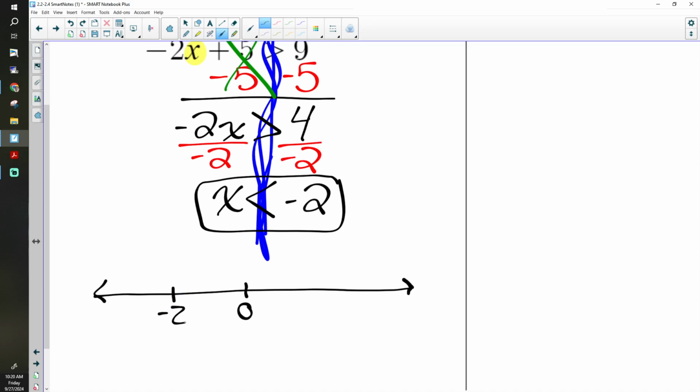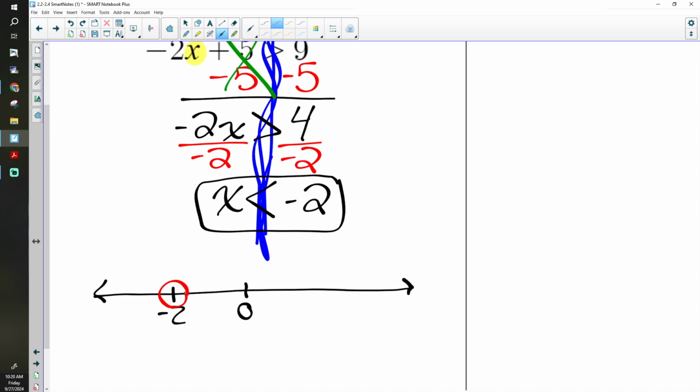Negative 2. Would this be like on our quiz or something where we have to graph out like a... The reason we graph inequalities is because they have more than one solution. There's a lot of values of x that are less than negative 2. So this is an open circle at negative 2.